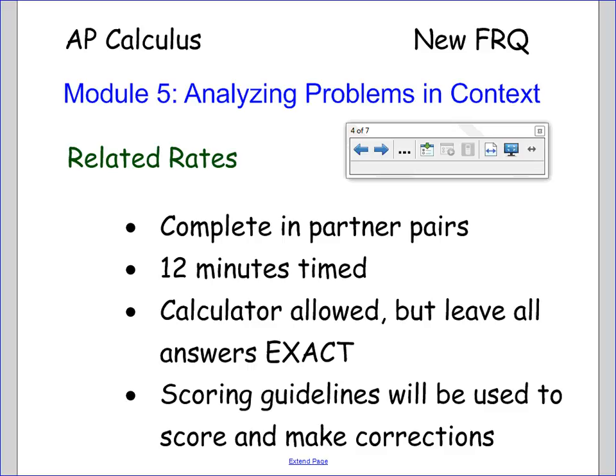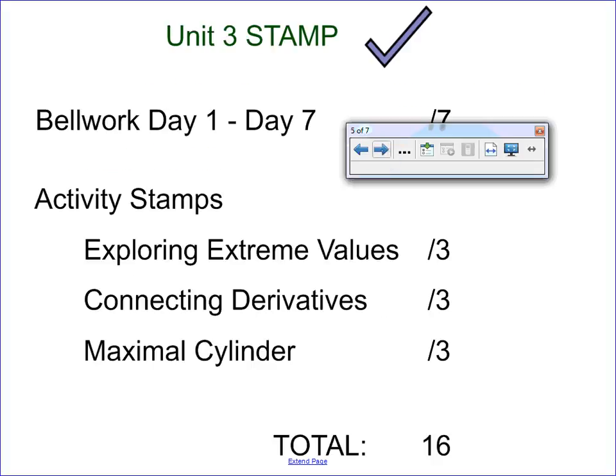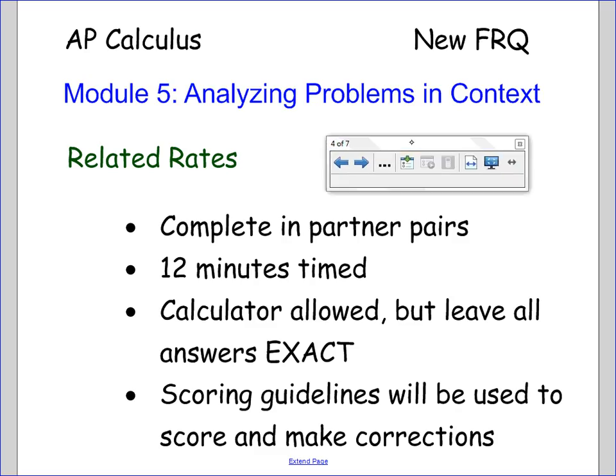And so you'll have access to your calculator for this particular one. They didn't specify. You're going to have access to your calculator, but leave all answers exact, like if there's a pi in it or whatever. And then your scoring guidelines will be used to score and make corrections. You'll get that at the end of the 12 minutes. And then we'll do our stamp check, and then you'll have a review time. So does everybody get what the next section looks like?